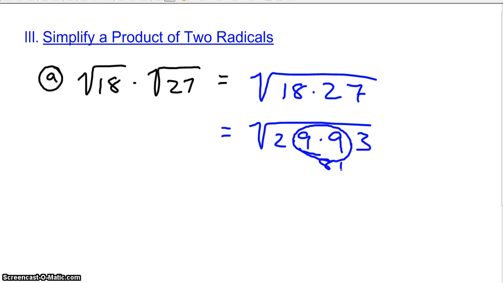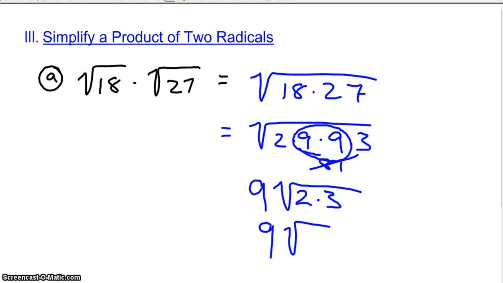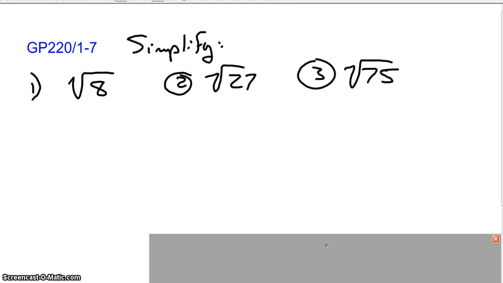This is 81, right? So we're going to pull out the square root of 81, and the square root of 81 is 9, right? We have 9, and then inside the radical, 2 times 3. Are 2 and 3 in either of those perfect squares? No. So how can we write that more simply then? Instead of 2 times 3, we can write that as 6. We can leave it as 6 because it doesn't have perfect square factors. So simplify these 3 radicals.